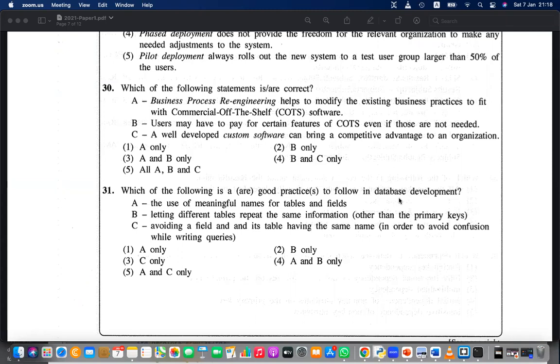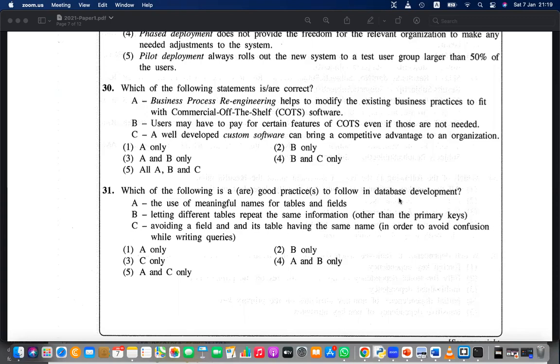It is a generic, general category of software where you can buy from a shop. Commercial off-the-shelf, you can buy commercially. So you can model the existing process to fit it. Users may have to pay for certain features, even if those are not needed. Yes, that is also true.